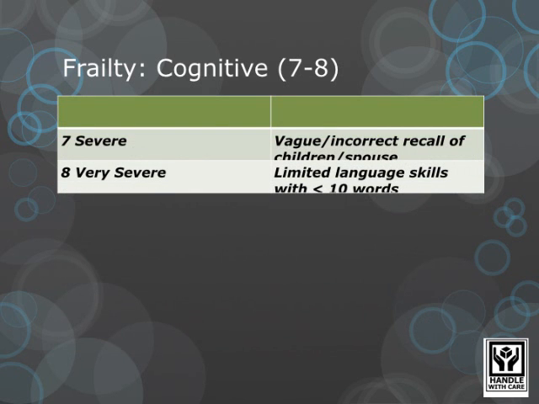If it's severe, they have vague or incorrect recall of children or spouse, so you might have people mistaking their family members for other people. And very severe, they have very limited language and may be speaking less than 10 words. One of the things that I haven't highlighted yet, though, is that this assessment relies on collateral. So if you are doing this assessment without getting verification that this is actually true for all of the 4 areas, your assessment of frailty is inaccurate.